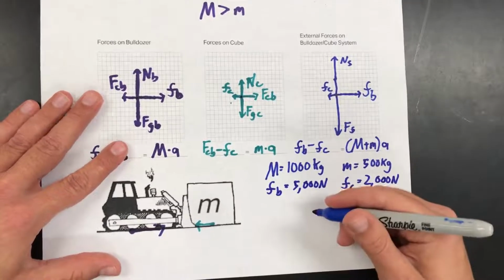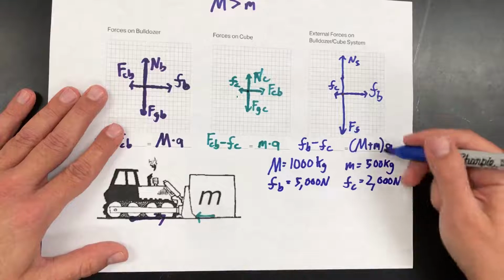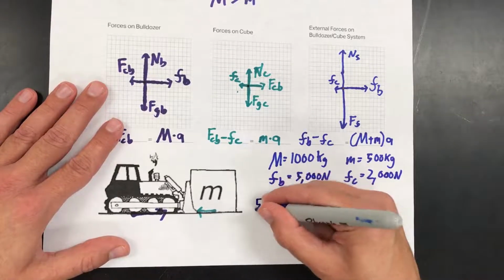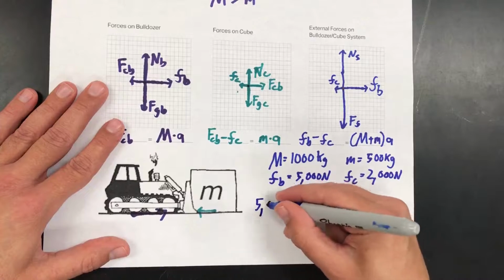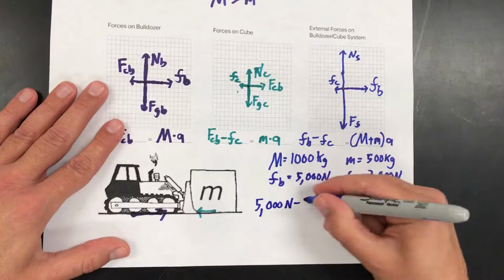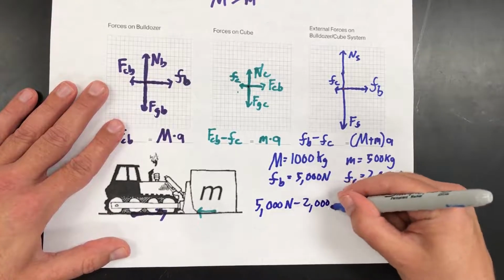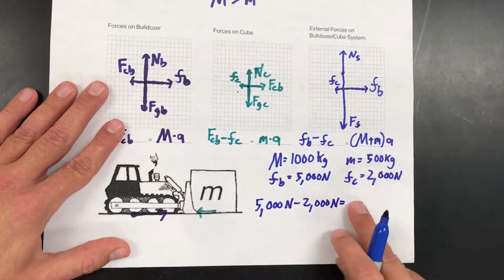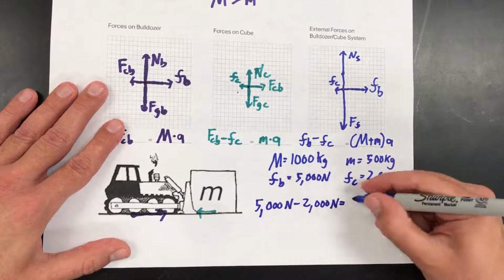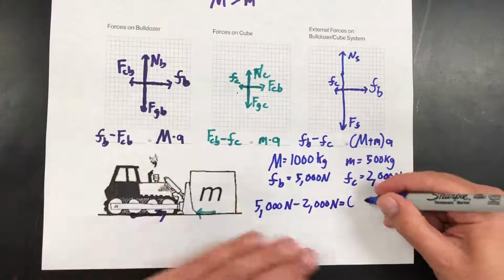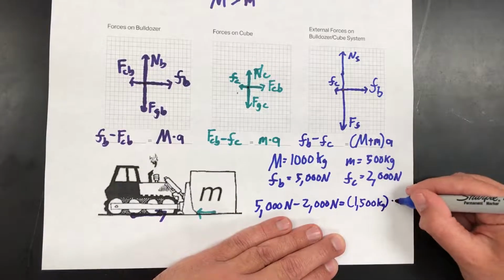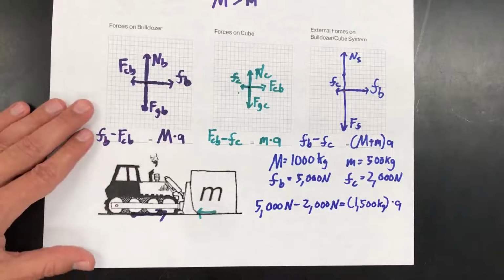So now let's set it up here to solve. Let's use this equation right here and just start to plug in. So the force right here of friction on the bulldozer is 5,000 newtons. Back the other way, we have to subtract out the force of friction on the cube, which is 2,000 newtons. That's got to equal this entire mass right here, big M plus little m. So we're talking about 1,000 plus 500, so 1,500 kilograms altogether, and that is times the acceleration.